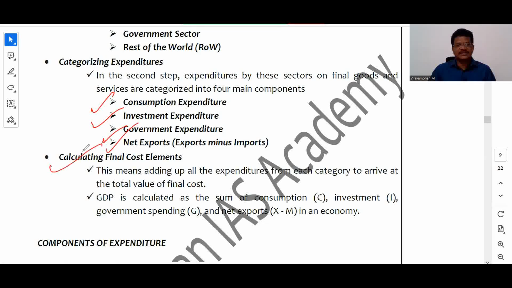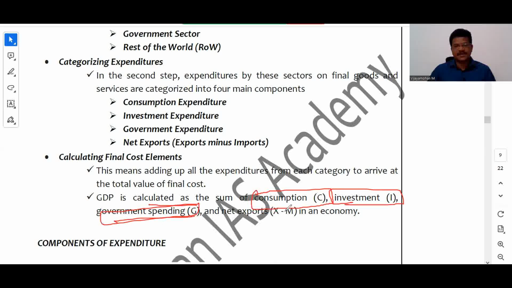Now you need to calculate the final cost elements. So this means adding up all the expenditures from each category to arrive at the total value of final cost. ఇక్కడ నుంచి ఇక్కడ జరుగుతున్న ఎక్స్పెండిచర్ నుంచి అగ్రిగేట్ చేస్తే మనకి ఫైనల్ ఎక్స్పెండిచర్ ఎంత జరుగుతుందని తెలుస్తుంది. దట్ ఈస్ వాట్ హీ ఈస్ టెల్లింగ్, దట్ యు నీడ్ టు యాడ్ అప్ ఆల్ ద ఎక్స్పెండిచర్స్. Now in this method GDP is calculated as the sum of consumption C plus investment I plus government spending G and net exports X minus M in an economy.